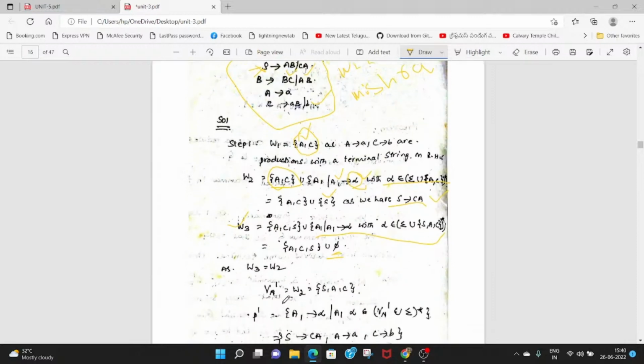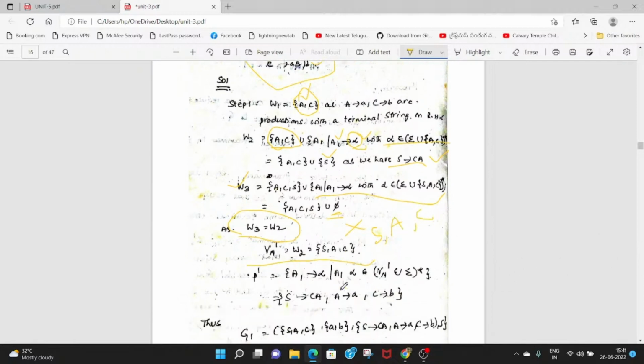So now I'm getting W3 equals W2. I stop the construction of variables because W3 equals W2, and I include them in my list of variables. So Vn dash is equal to W2, and that consists of S, A and C. So these are the only three variables.